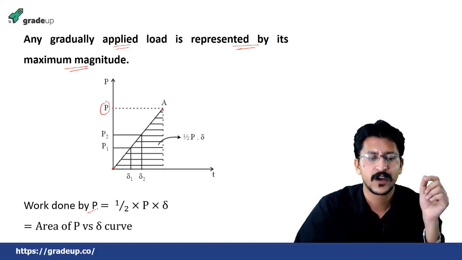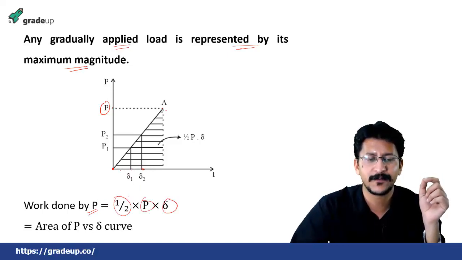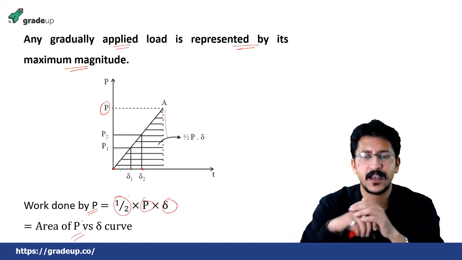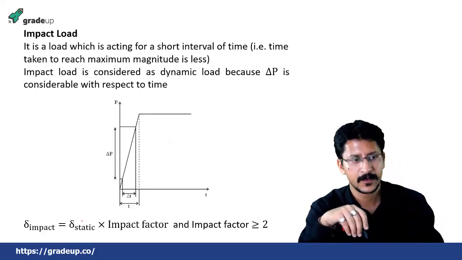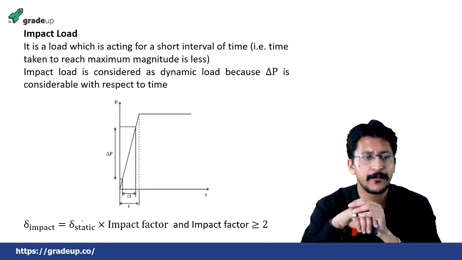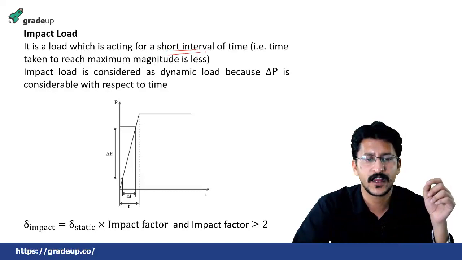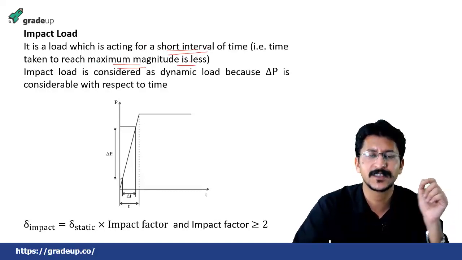Okay, and the work done by P will be equal to, because these are the deformations if we take, so that will be given by half P into delta. That means the area of this shaded region, okay, the area of the P versus delta curve. Then another kind of load, impact load. What is that? It is a load which is acting for a short interval of time, that is, time taken to reach the maximum magnitude is less.